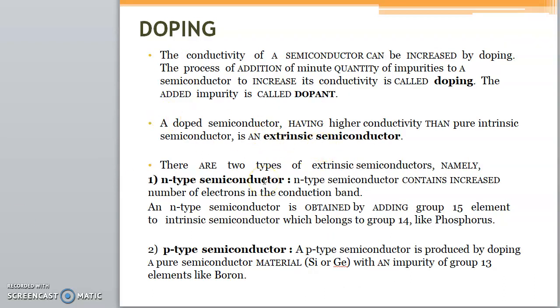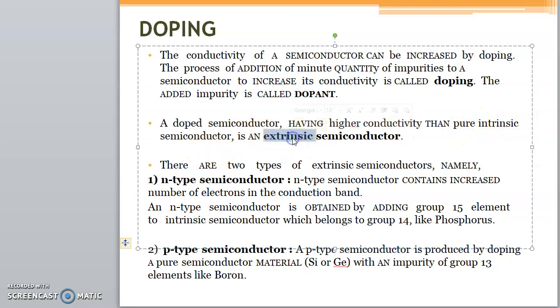Now there is a concept called doping. Now what is this doping? Doping is basically responsible for conductivity in semiconductors. Remember, I told you semiconductors are poor conductors, but if I want that semiconductor to work as a conductor, it can be done by the process of doping. Now what is this doping? The process of addition of minute quantities of impurities to a semiconductor to increase its conductivity is called doping. The added impurity is called dopant, right? A doped semiconductor having higher conductivity than pure intrinsic semiconductor is an extrinsic semiconductor.